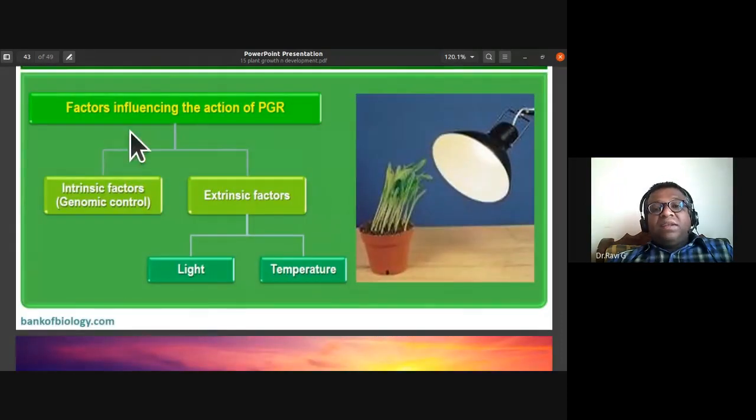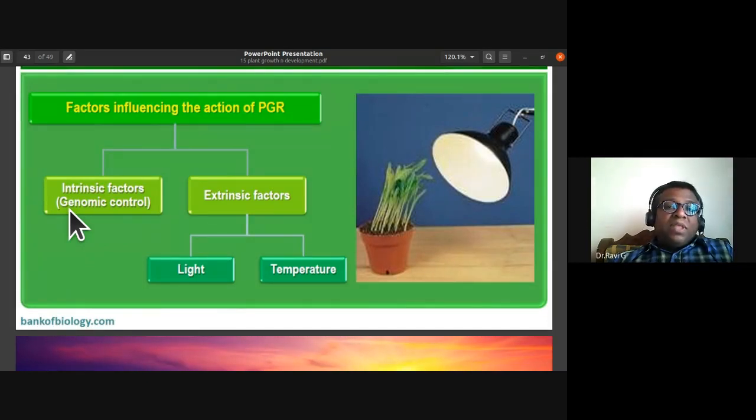So what are the factors which influence the action of plant growth regulators? There are two types of factors. Intrinsic factors, which, as I've already told, are because of the genetic makeup. Extrinsic factors are because of external factors. The extrinsic or environmental factors are light and temperature. Like a plant might be a dwarf plant, and that is genetic makeup.